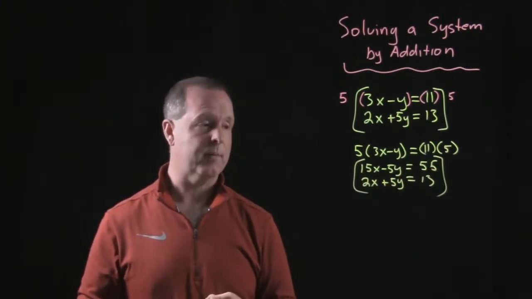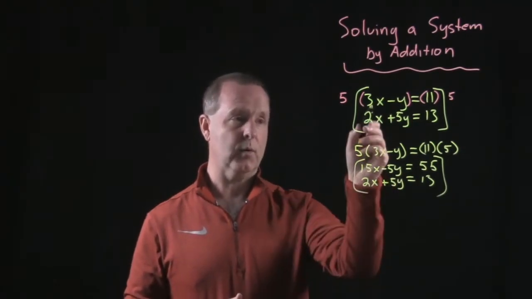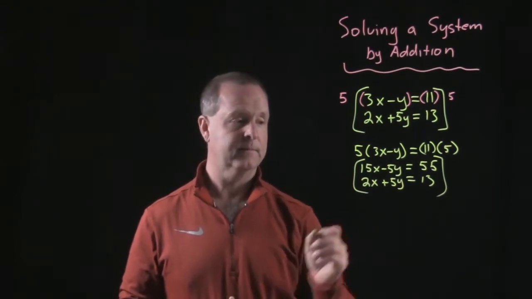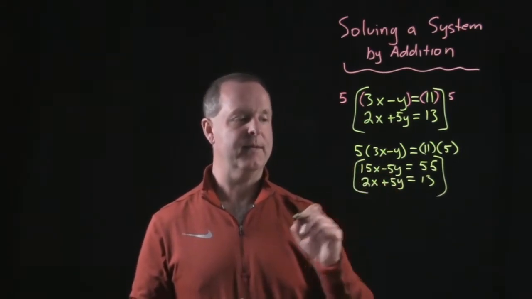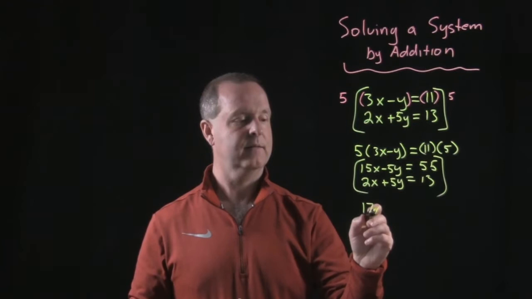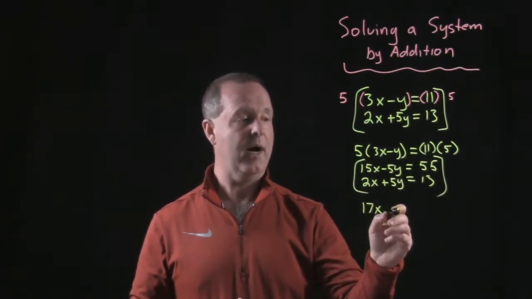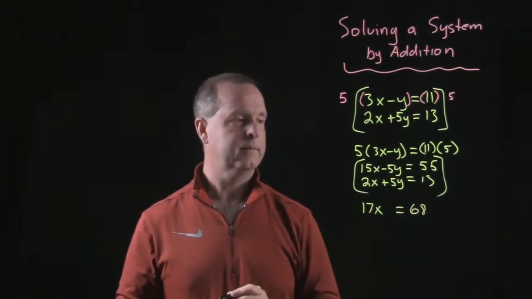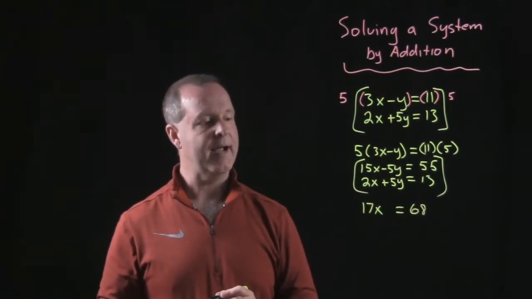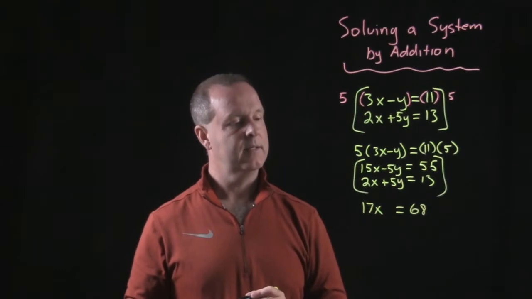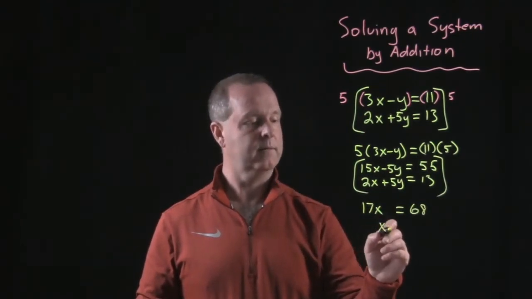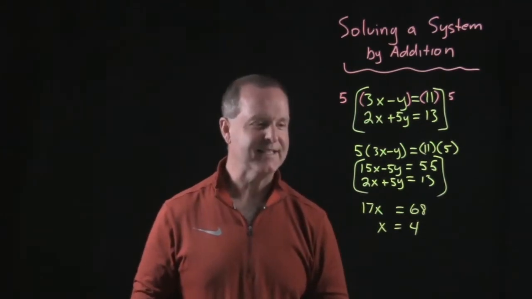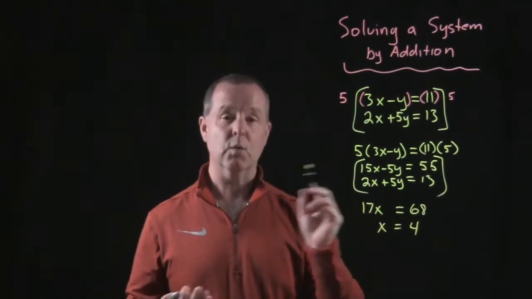There's my system. Those are my two lines. These two lines are still equivalent to the first system. Now we can add them, and when we do that, a variable is eliminated: 17x plus 0y equals 68. Then divide both sides by 17. Looks like x equals 4. Cool. That seemed fairly straightforward. All right, so what do we do now?